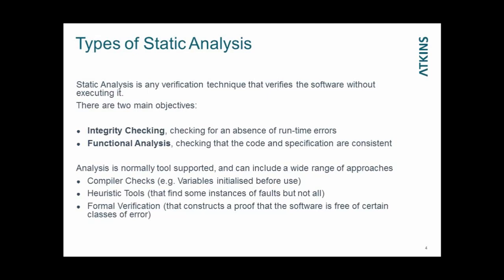The second one is what I call heuristic tools. And these are tools which will find some instances of certain classes of fault, but don't guarantee to find all of them in the code. So for example, an uninitialized variable, it can be quite difficult to actually check whether the variable had a value written into it before it's read. Certainly if you've got complex loops in the code and then you read a variable output at the end of it, that can be quite a tricky proof to actually perform.